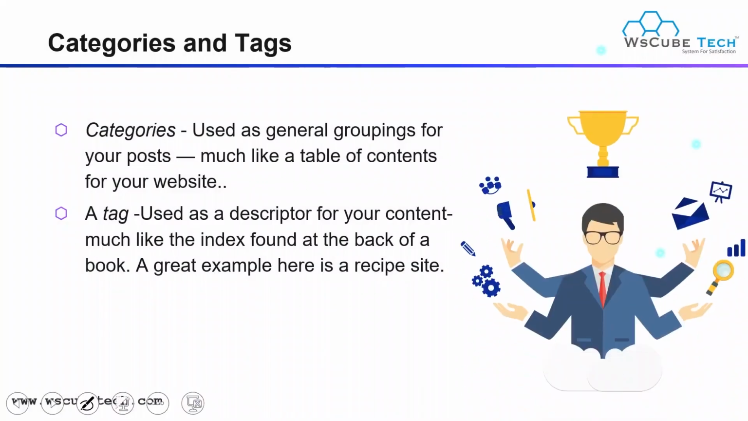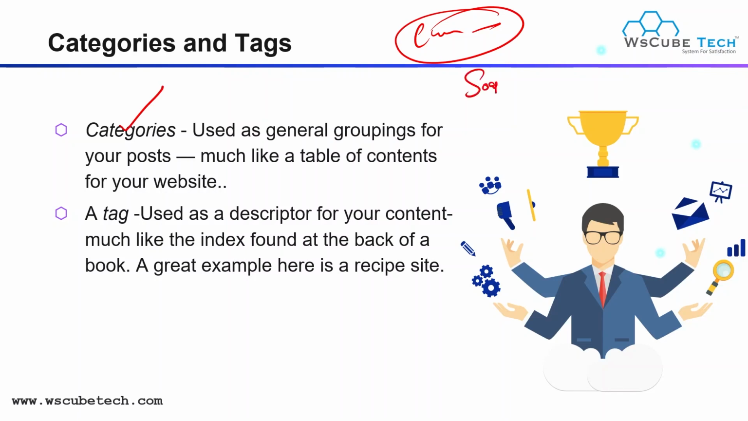So what basically are category and tags? Category is used as a grouping of your posts, much like a table of contents for your website. Let's suppose you have an e-commerce website, and in it, categories are the categories of any particular product. For example, soap is a category, and the tag is basically what type of soap. If I'm saying Dove, so this is the soap here. So for Dove, this is the tag, and soap is the category of this particular product.